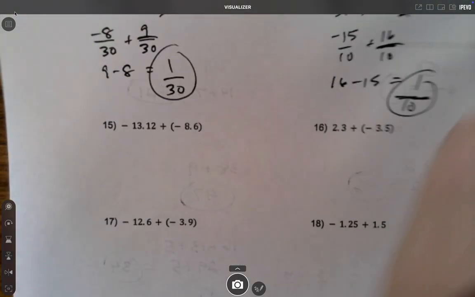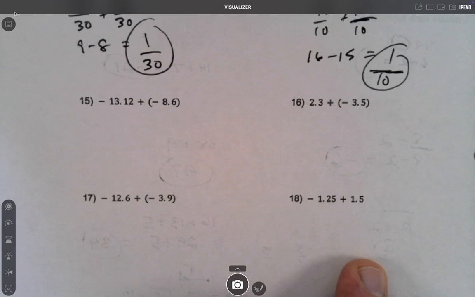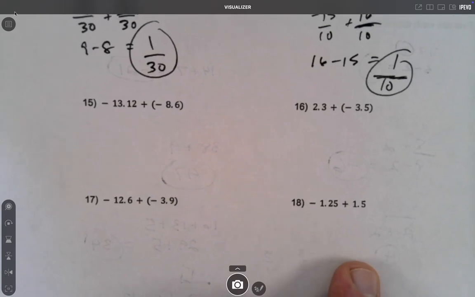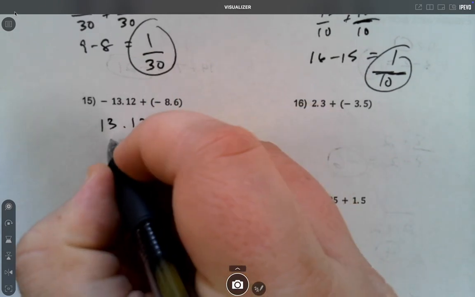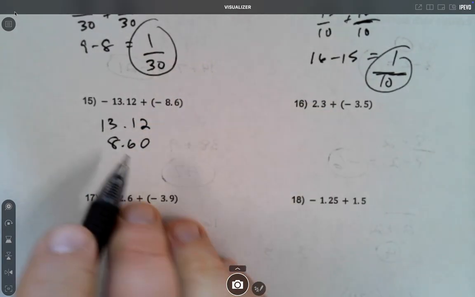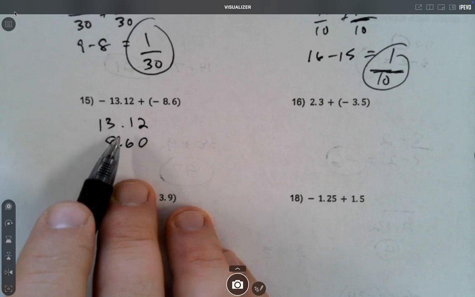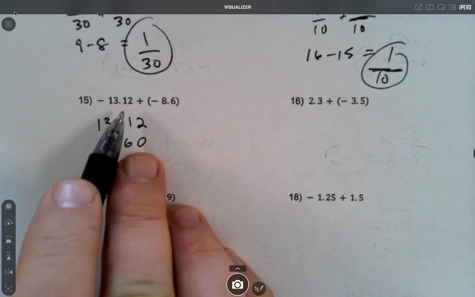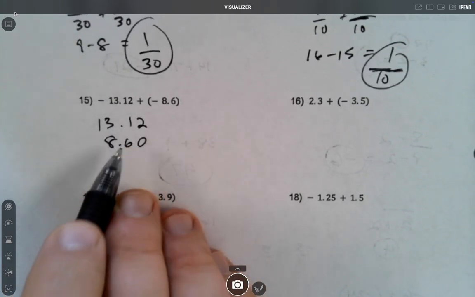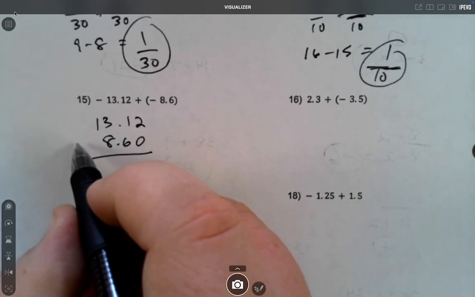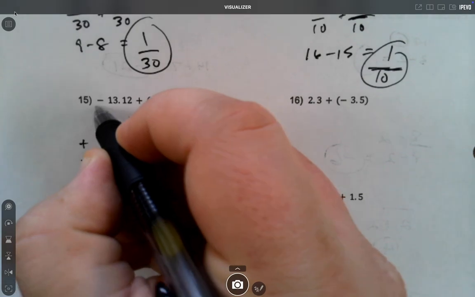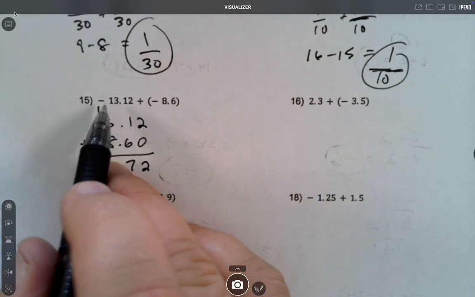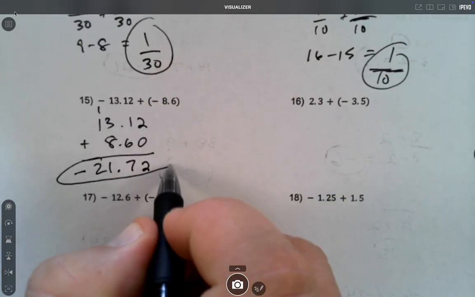Okay, and now for our last section, we'll switch to decimals. The rules are still the same. So these are the same signs, so I'll add them together. I'm going to add a 0 here because we want the decimal to line up. This had 2 decimal places. We'll add a 0, so this also has 2 decimal places. So we add these together. And since they were both negative, our answer is negative.